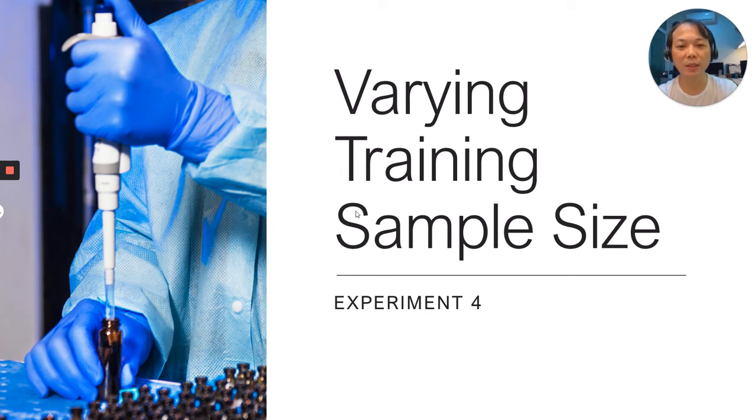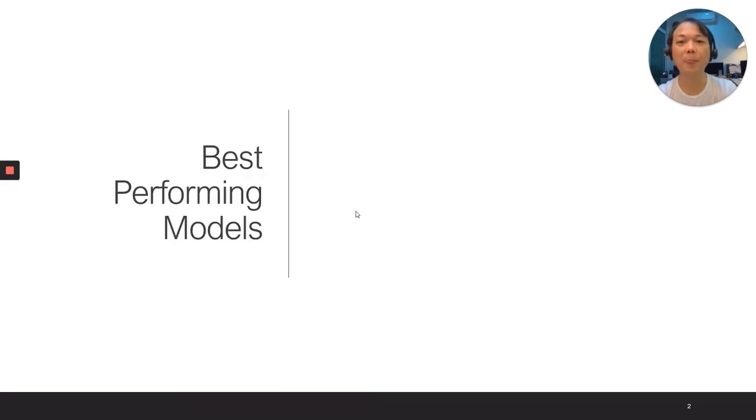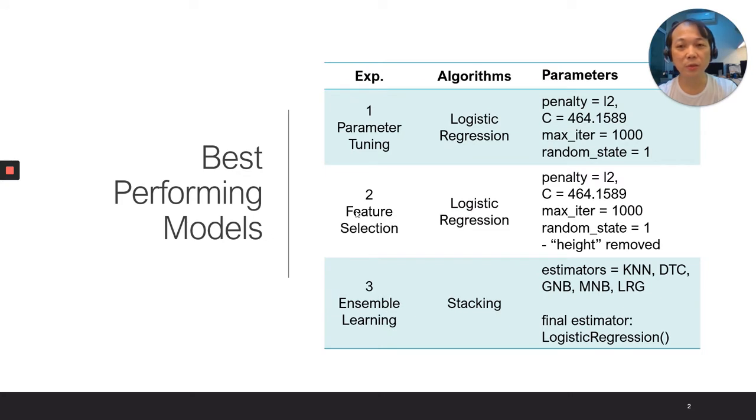Hello, I'll be talking about experiment 4, varying training sample size. Before I get started, let me introduce you to the best 3 performing models from our previous 3 experiments, namely experiment 1, 2, and 3, with the following algorithms and parameters that we'll be using for experiment 4.